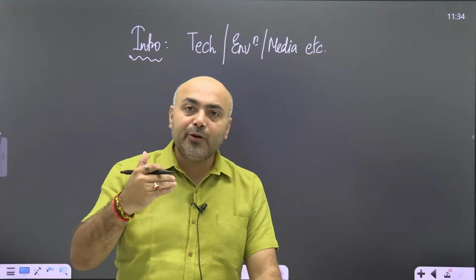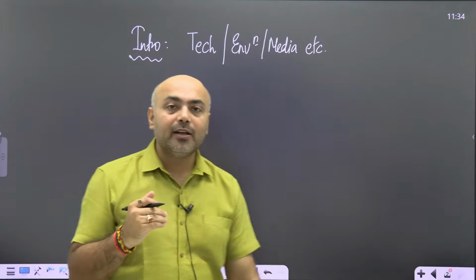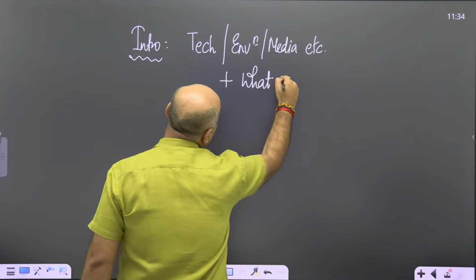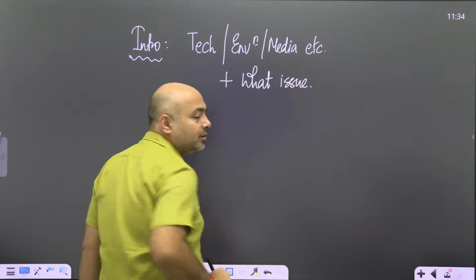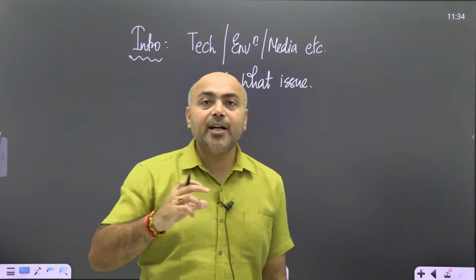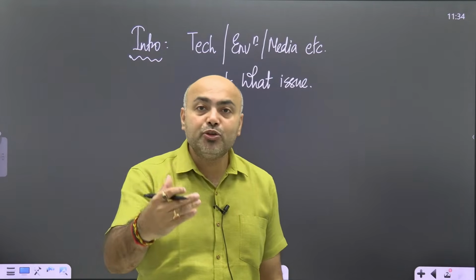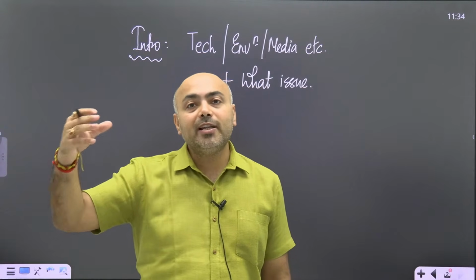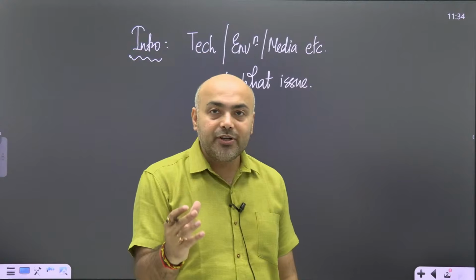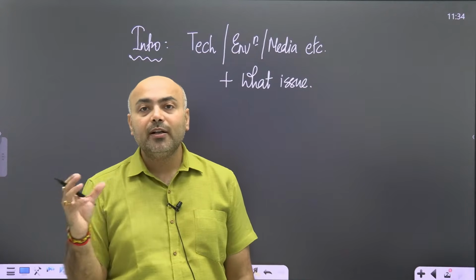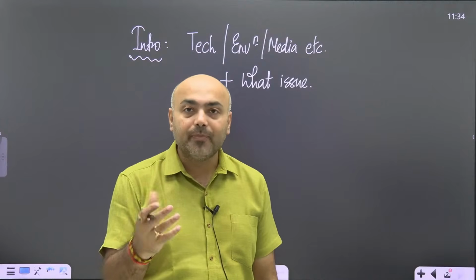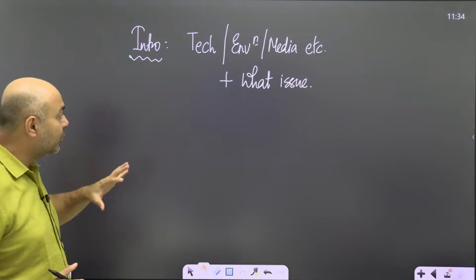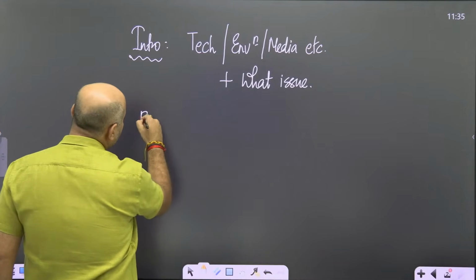In the introduction itself, in addition to that, I can explain what issue we are talking about. The question related to applied ethics will always be related to a specific issue. If it is asking about artificial intelligence, there may be a question related to ethical concerns of artificial intelligence. Or if there is a question related to media, it may be about the integrity of media. That issue is what I introduce in the introduction itself. Then comes the body part of my answer.